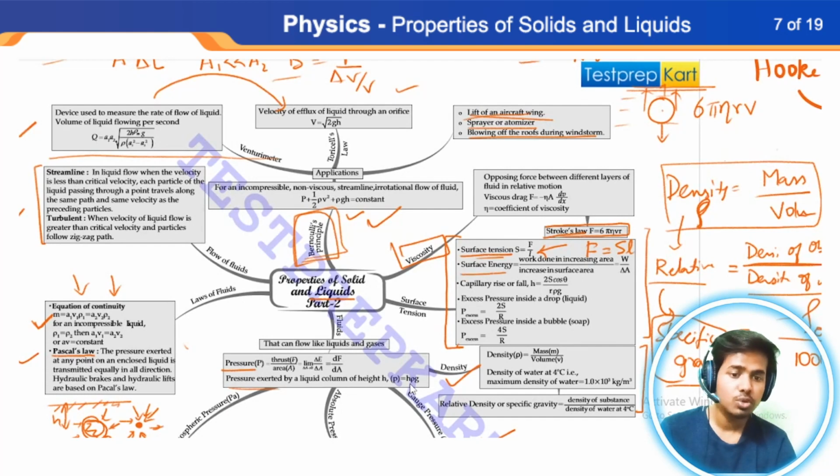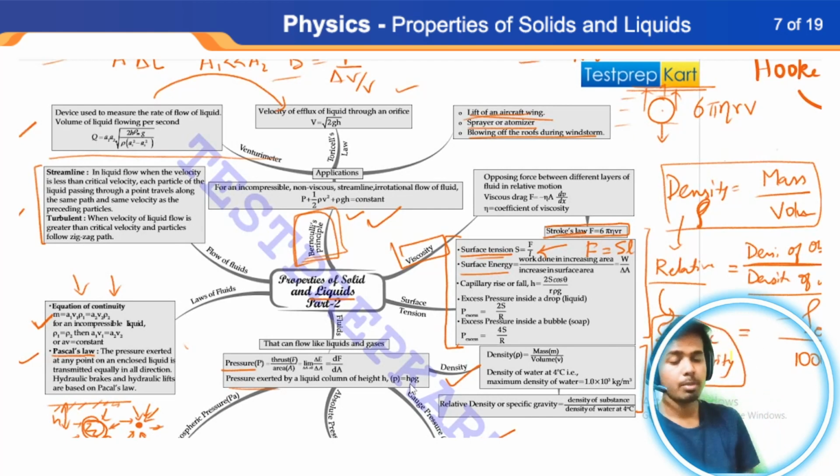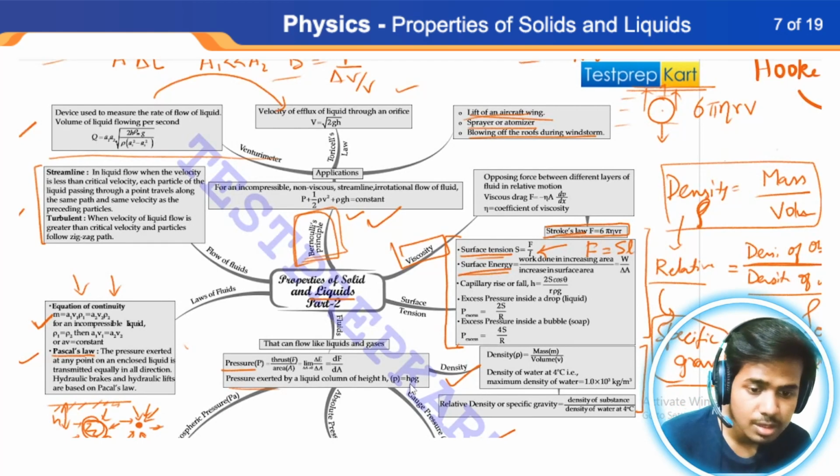And the surface tension of course has some energy associated with it, due to which it has the tendency to pull the object into its minimum area. So surface tension is actually dependent on area itself. So if you have the surface energy, that will be this thing.